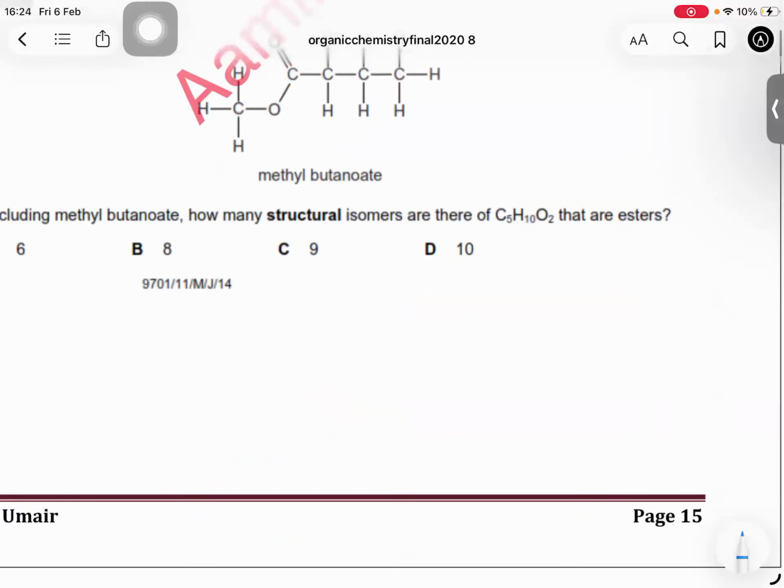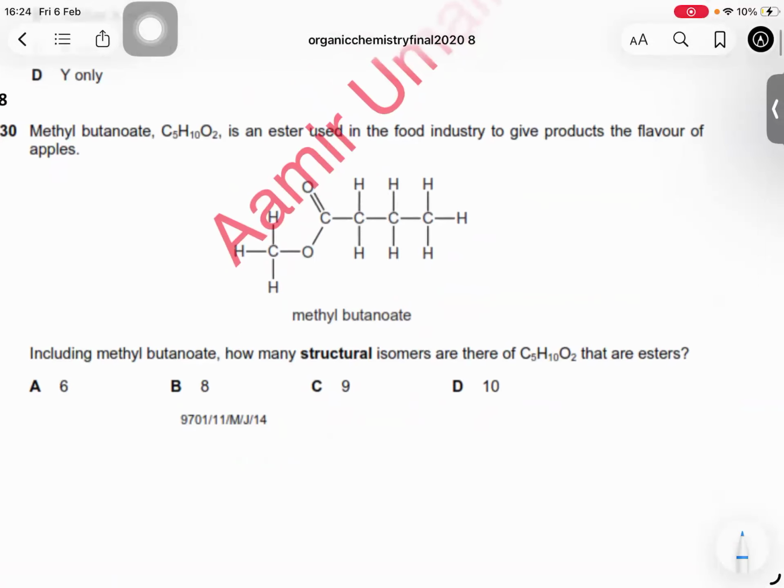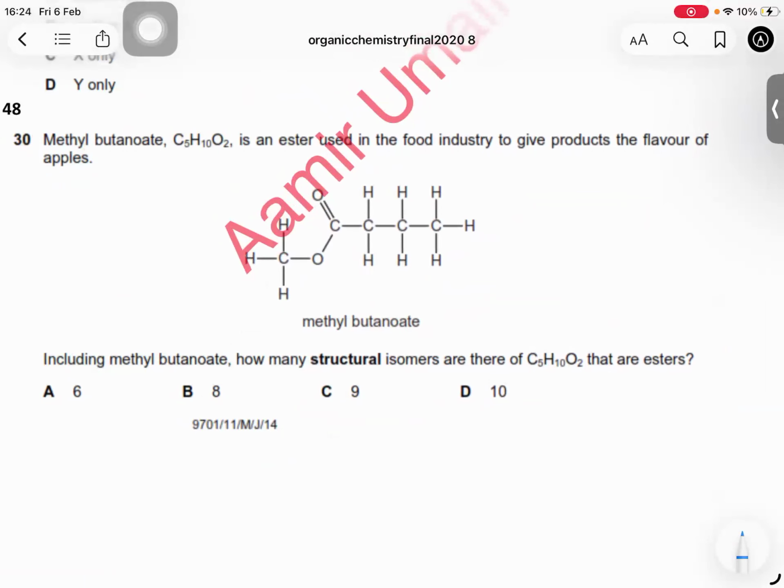Okay, now this is the tricky one. If someone would be able to do it correctly, there is a cash prize waiting. C5H10O2 is an ester used in the food industry to give products the flavor of apples, including methyl butanoate. How many structural isomers are there of C5H10O2 that are esters?